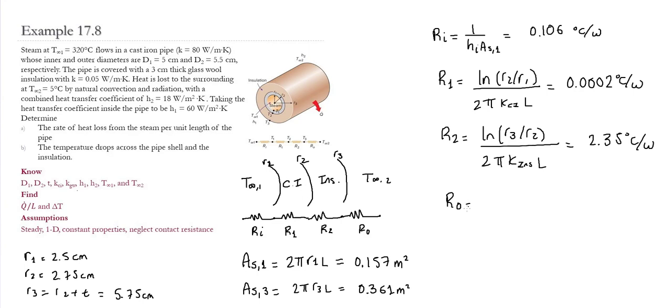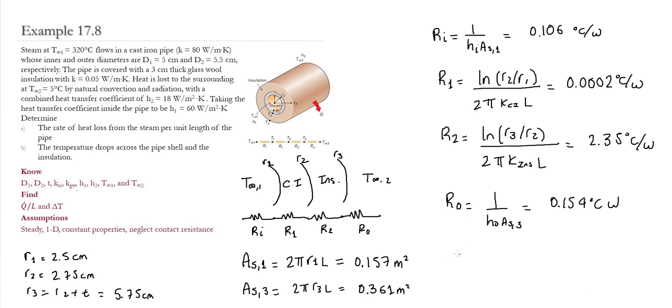And RO, which is the convection on the outside, is 1 over HO times the surface area at position 3. And then we find that to be 0.154 Celsius over watts. Notice that we need to find out the amount of heat loss, so it's the amount of Q dot across this resistance.